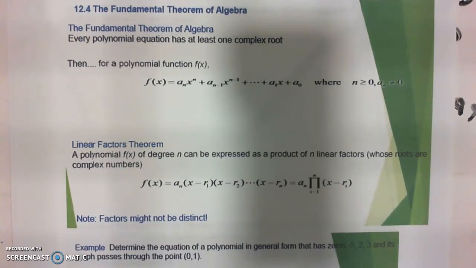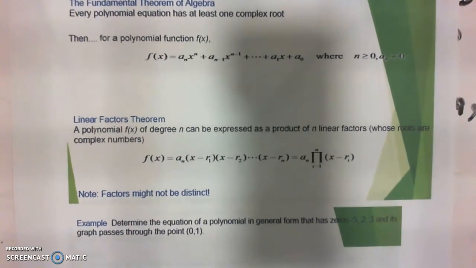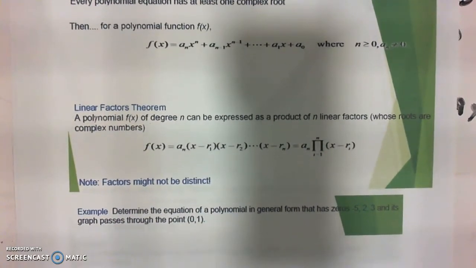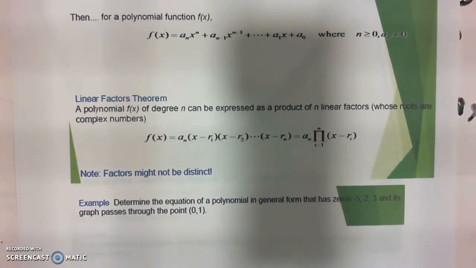So then if we have linear factors, if we multiply all these factors, these roots together, you get the polynomial. They may not be distinct, which means that they could be a repeated factor like x minus 1, x minus 1, two of those.